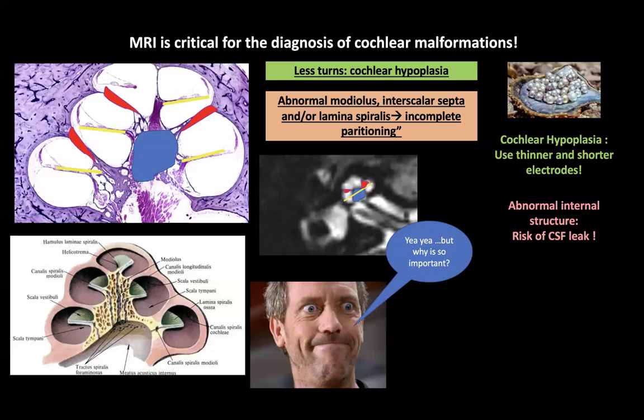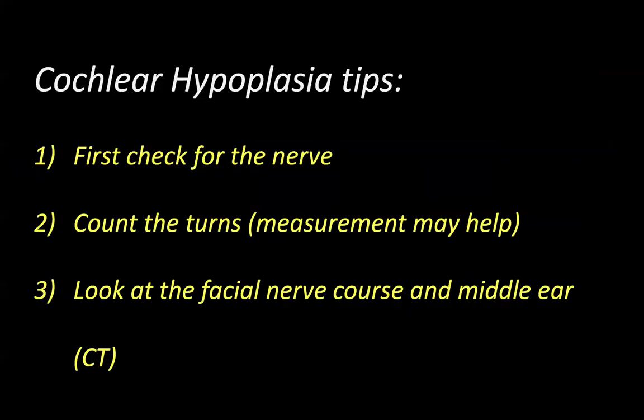First of all, you can have hypoplasia of the cochlea with some incomplete partition, but I don't want to go into this level of details at this point. What is important is that you, first of all, check for the nerve, and second, you decide, is the cochlea hypoplastic or not? And is the cochlea abnormal, with incomplete, abnormal partitioning, so is it an incomplete partition cochlea or not? Because if it's hypoplastic, there is a problem for the length and the size of the electrode. And if there is incomplete partitioning, there may be a problem related to CSF leak.